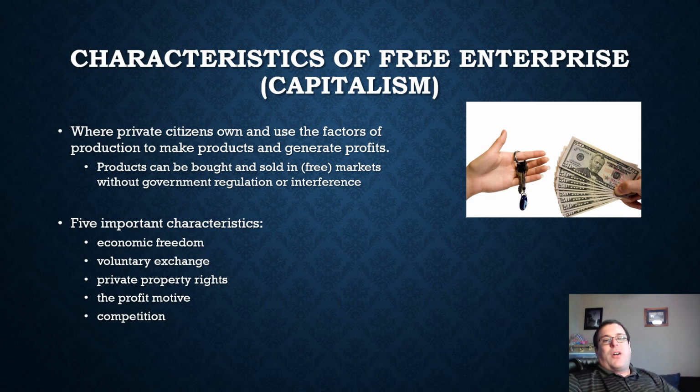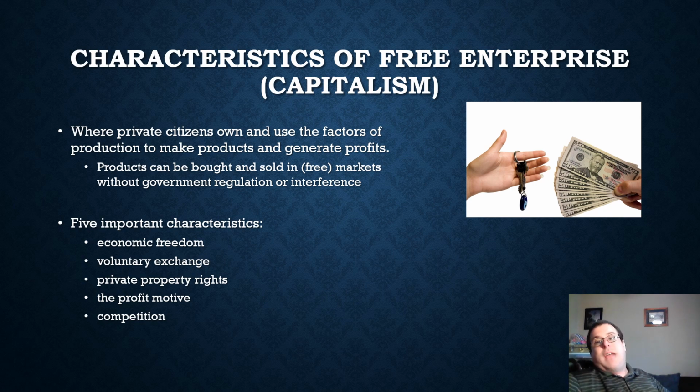So as far as what free enterprise, also known as capitalism, looks like, it is where private citizens own and use the factors of production to make products and generate profits. Products can be bought and sold in free markets without government regulation or interference. That is the textbook definition.